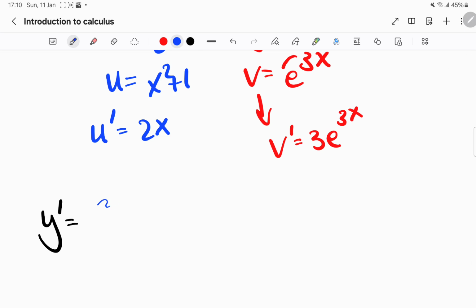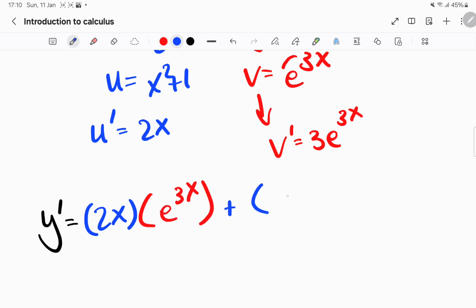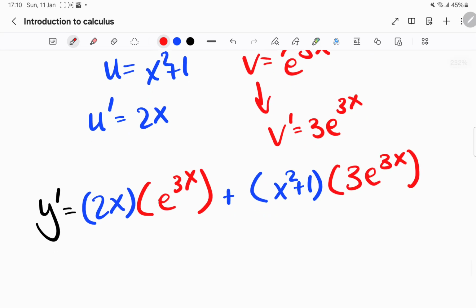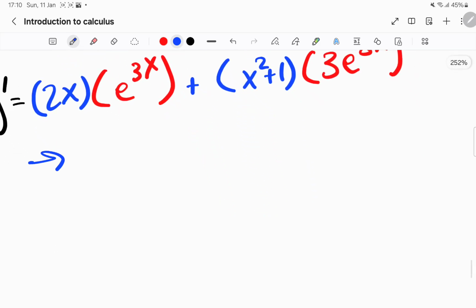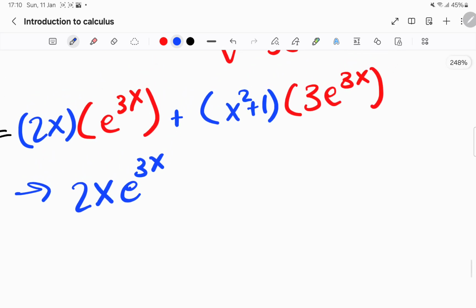Y prime is equal to u prime, 2x, multiplied by v, which is e to the 3x, plus u, which is x squared plus 1, multiplied by v prime, which is 3e to the 3x. Simplify. We got 2x e to the 3x plus x squared 3 e to the 3x.